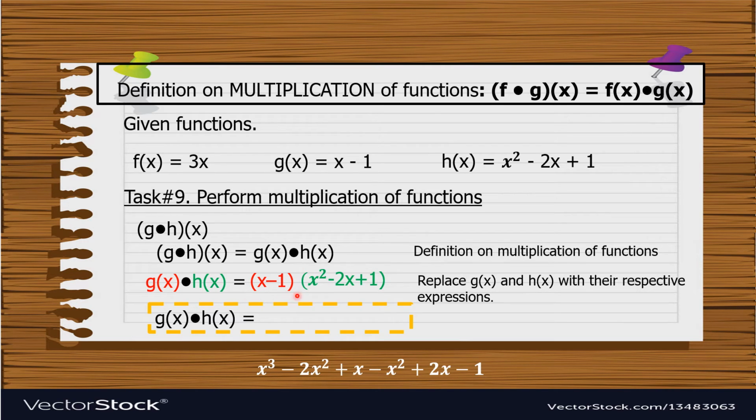Next, negative 1 times positive x squared is negative x squared. Negative 1 times negative 2x is positive 2x. And negative 1 times positive 1 is negative 1. Combining like terms, the final answer is g of x times h of x equals x cubed minus 3x squared plus 3x minus 3.